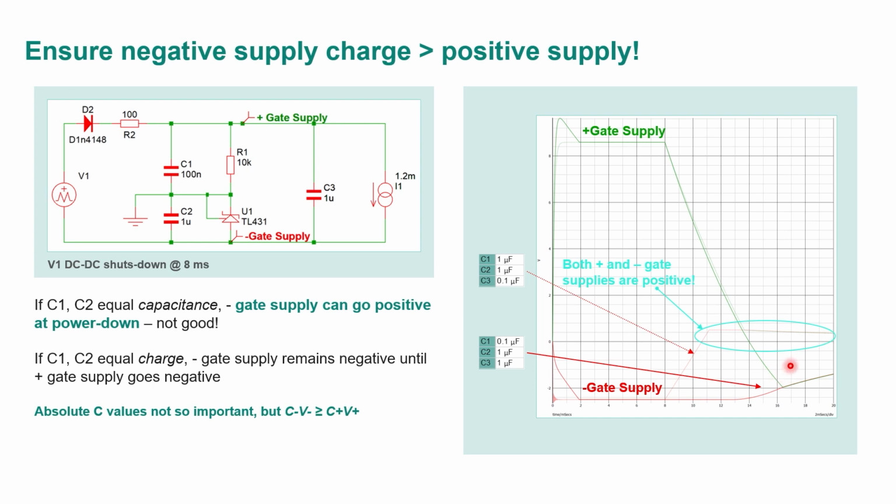However, easy fix. I just have to make the value of this capacitor smaller than this. What I'm trying to do is essentially equalize the charge. I want to make sure that the charge of C2 and the negative voltage is greater than the charge on the positive side. When I do that, the negative stays negative as you power down, and the positive even comes down and meets it at this point. So you're sure that the gate drive supply is always negative and you don't risk a spurious turn on.